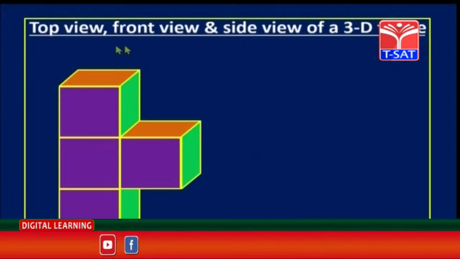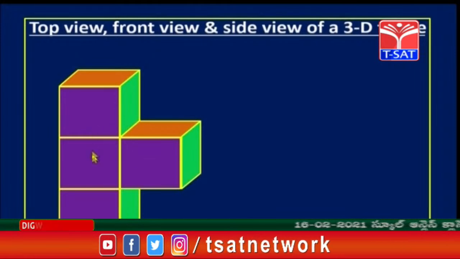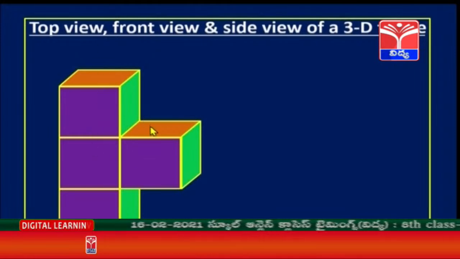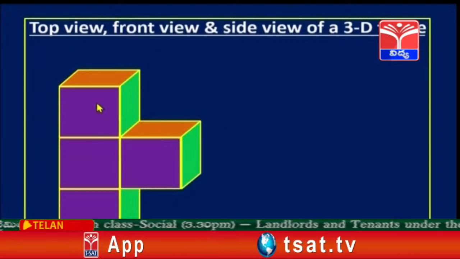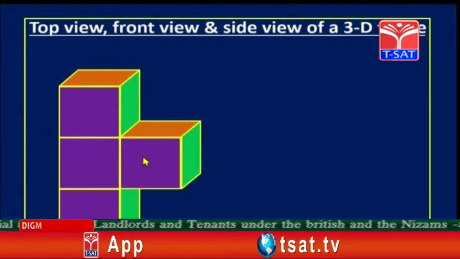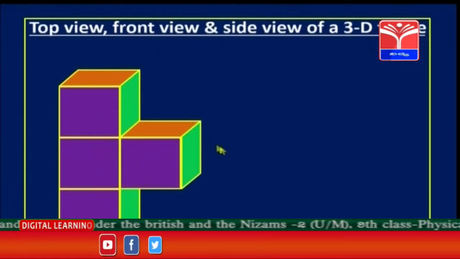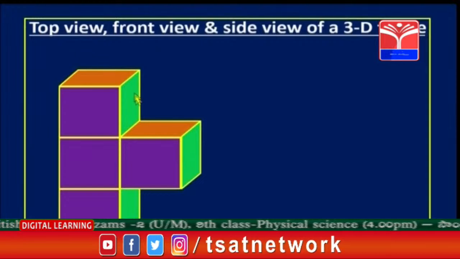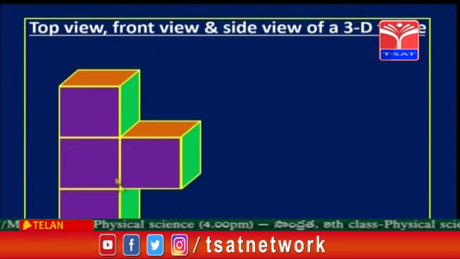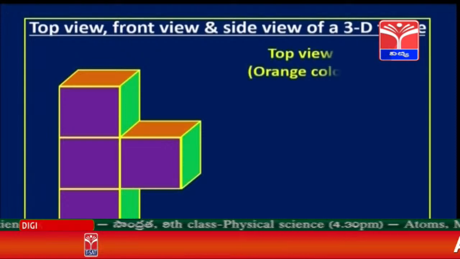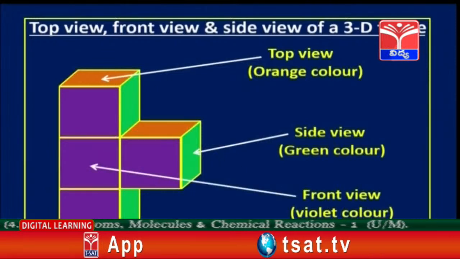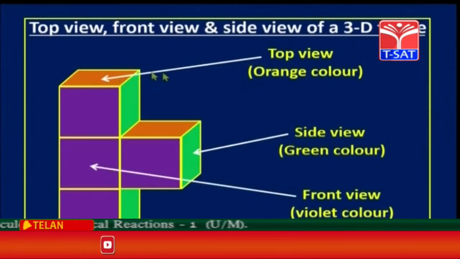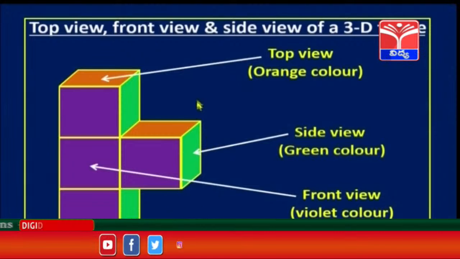Children, let us understand what is top view, front view and side view of a 3D shape. Children, what you are observing on the screen, yes, we have 4 cubes. Children, if you want to see this from top, I have taken a separate color, that is orange color. From the side you can observe green color. From the front side you can observe violet color. Are you observing, children? Here I have taken 3 different colors, one for top view, one for side view and one for front view. So top view only orange, side view green and front view violet. So like this you can understand how you can view a 3D figure.